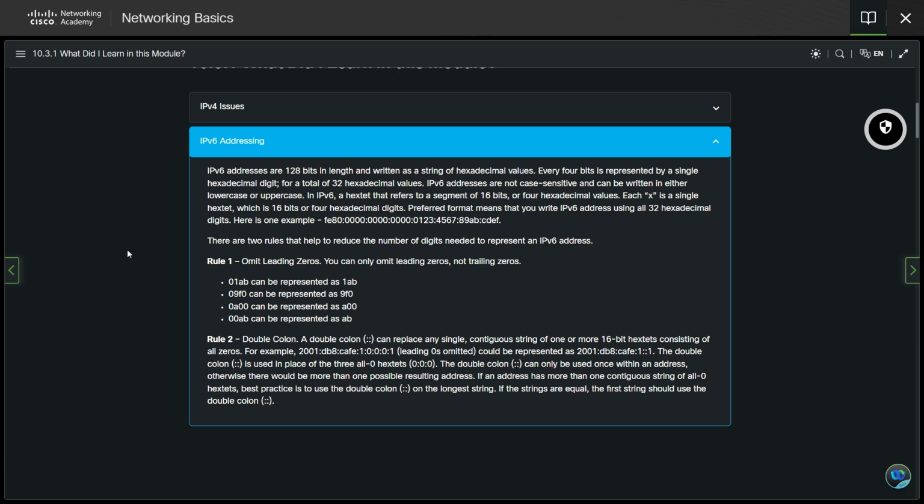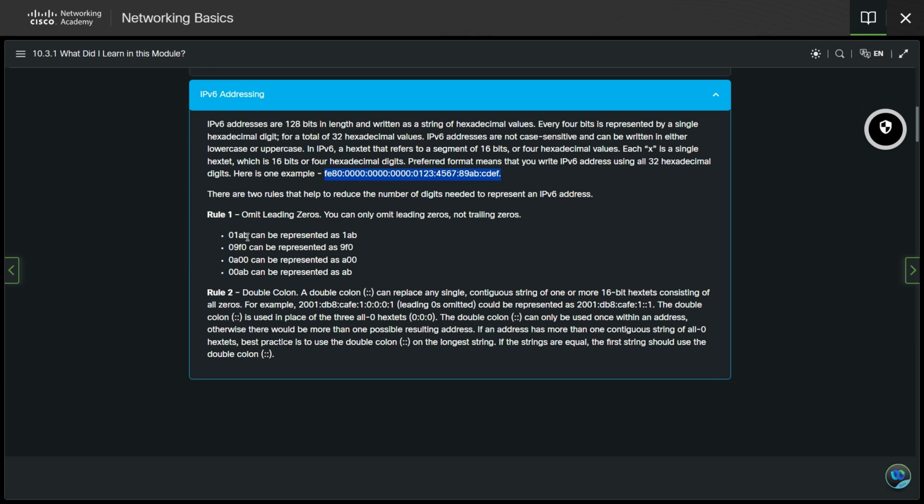Preferred format means that you write the IPv6 address using all 32 hexadecimal digits. Here is one example. There are two rules that help to reduce the number of digits needed to represent an IPv6 address. The first, Rule 1, omit leading zeros. You can only omit leading zeros, not trailing zeros. 01AB can be represented as 1AB. 09F0 can be represented as 9F0.